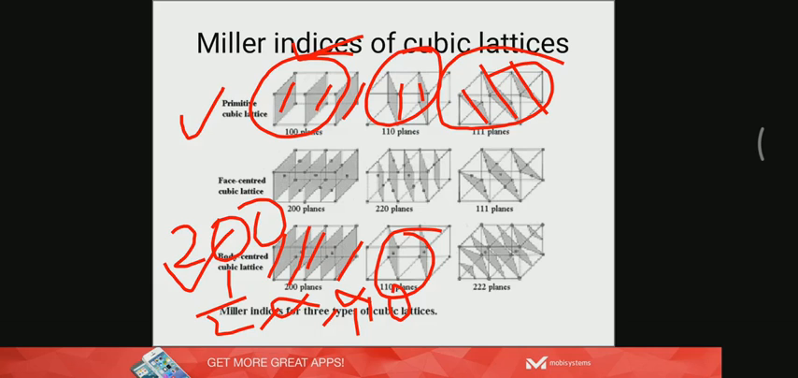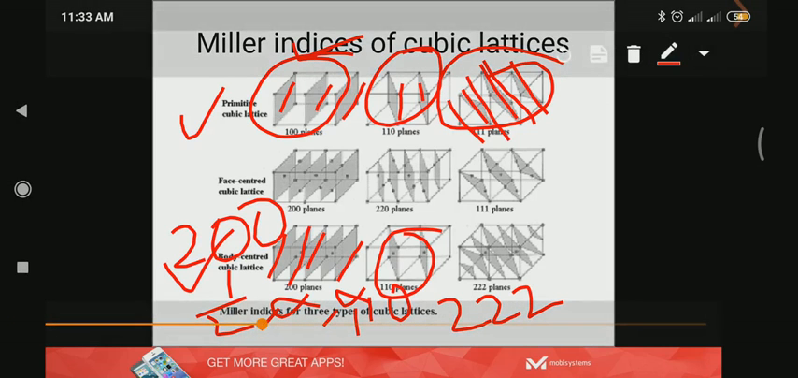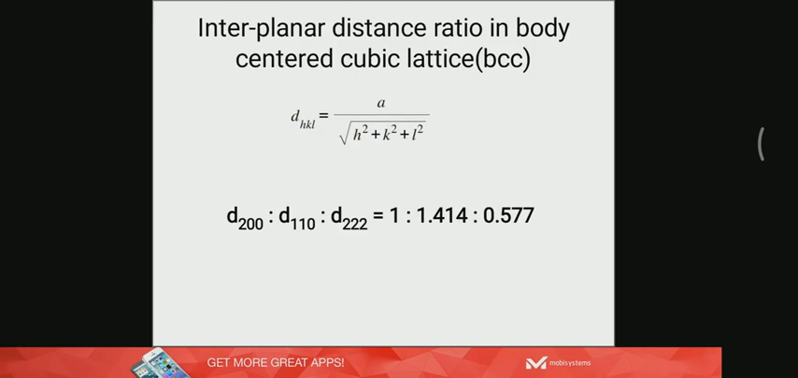That is, in between two 1 1 1 planes, the body centered particle has to be represented in a new plane which comes in between, like this. Similar to the 2 0 0 plane, here also the intercepts come as half, since the plane is cutting all the axes. The intercepts will be half, half, half, or the Miller indices are represented as 2 2 2. So here also there is a new plane coming in between. In short, in the body-centered cubic lattice, the planes are 2 0 0, 1 1 0 and 2 2 2.